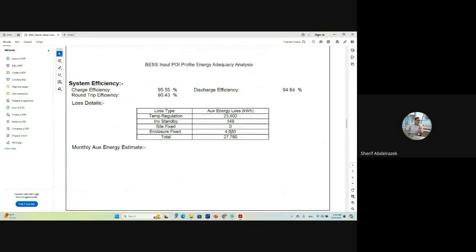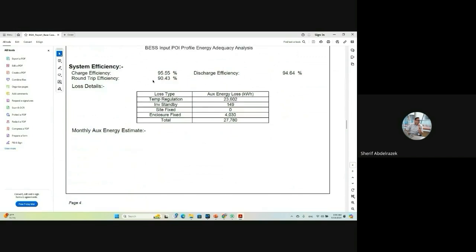All right. Here you lay out the overall charge efficiency, the discharge efficiency, and the resulting round trip efficiency for your system, right? And then you get some detail about where the majority of those losses are going. So here over the simulation, you see 24 megawatt hours provided for temperature regulation for the enclosure. So basically HVAC load for your battery enclosures.